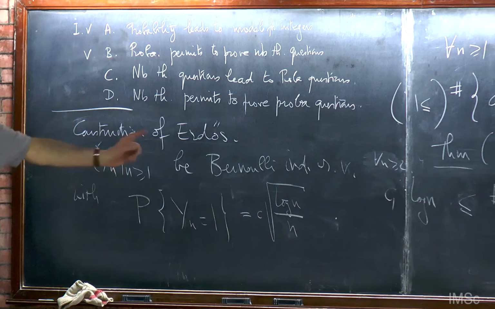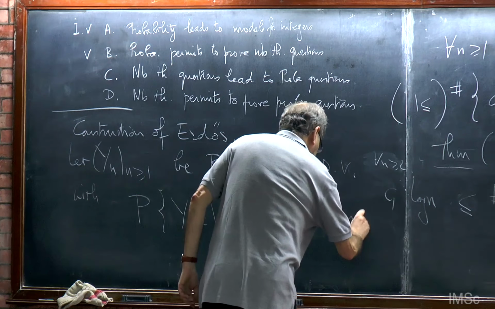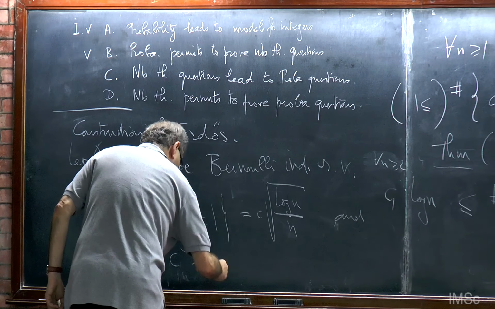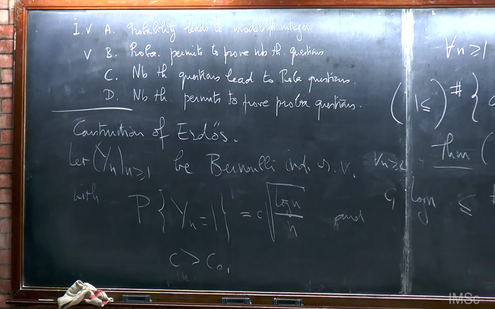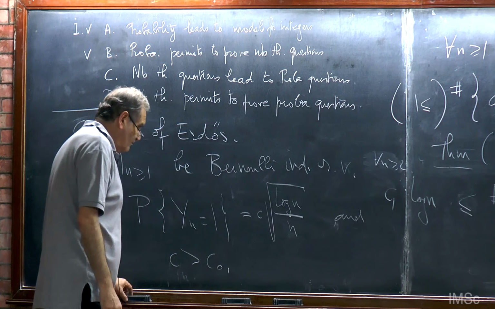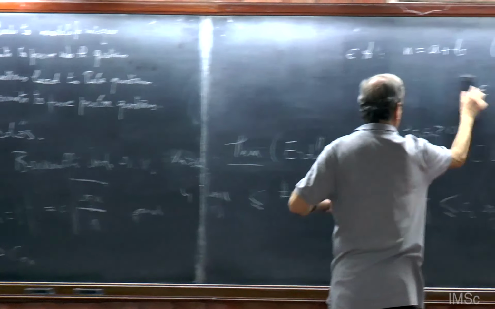And what Erdős proved is that if C is sufficiently large, this will come from the proof. C is larger than some C0. You don't care about the value. It will come from the proof itself. It's not complicated. Then under this condition, what he proves is that almost surely, the sequence you construct that way, you may wonder what I mean by that.